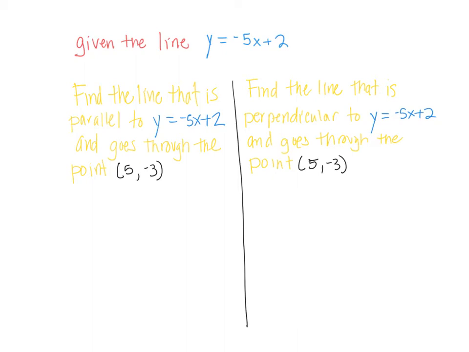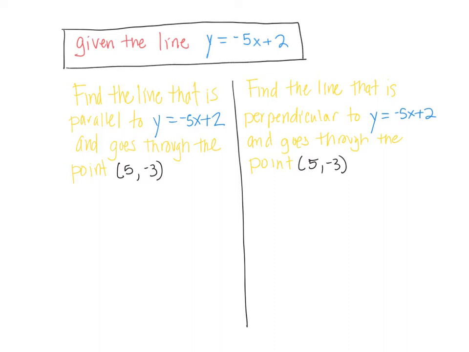All right, ladies and gentlemen, now that you've gone through some of the basics of parallel and perpendicular lines, I want to go through being able to write the equation of the line. So right here we are given a line, and the line is in slope-intercept form. So the slope of that line here is -5.